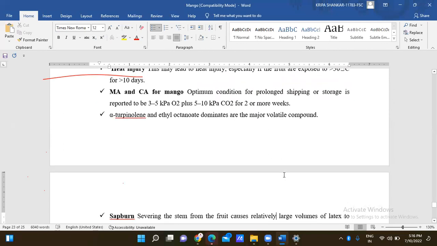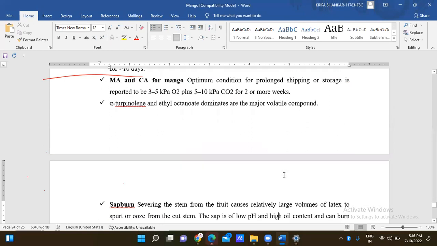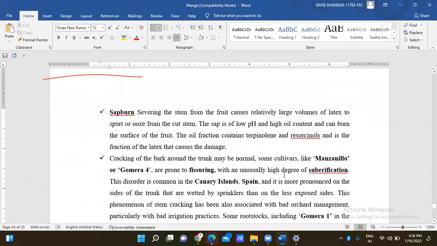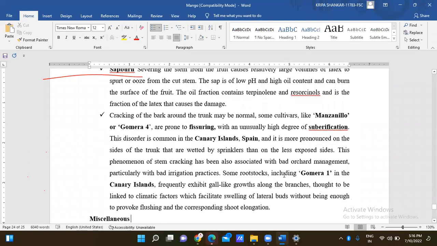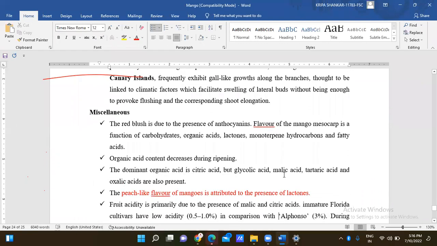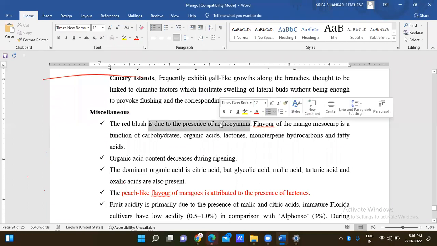Chilling injury temperature, you should remember. Heat injury, you should remember the temperature. And what is modified atmosphere and controlled atmosphere storage for mango, the optimum temperature, you should remember. Gomera 4 also, how it was developed, technology you should know. Miscellaneous, some questions are there; two or three I'll discuss. Red flush in mango is due to anthocyanin.